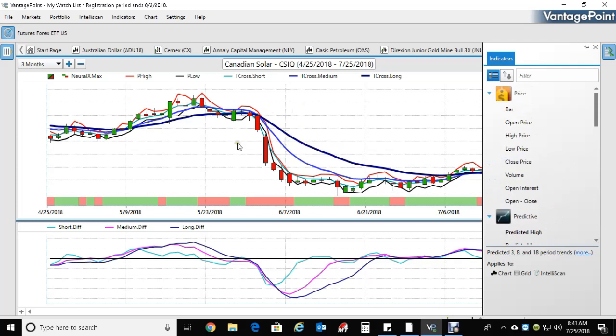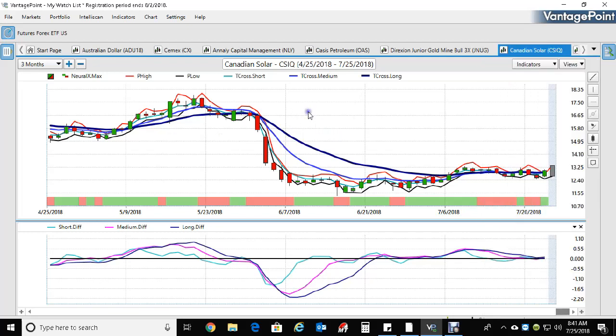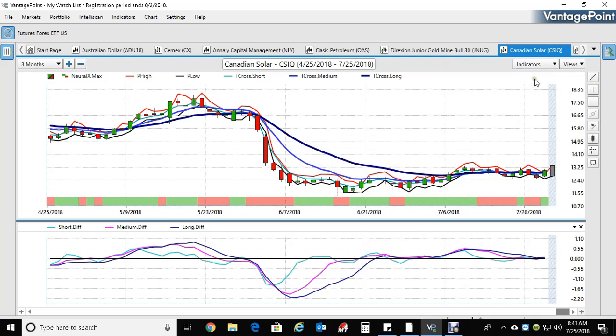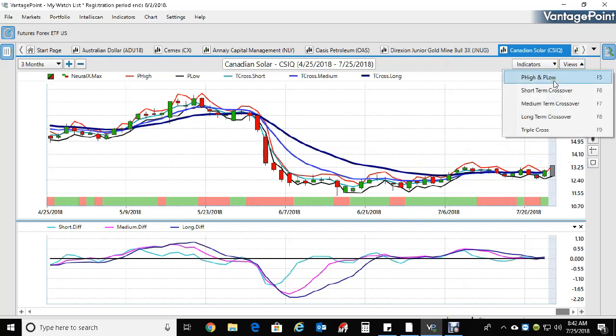If you want all of your charts to be opening like this, you just right click over it and then you save as default, and that will save the changes as a default for all of your charts. Okay, so right now, what I'm seeing here is predicted high and low, which is the blue, the red, and the black line, which is right in between, right? Yes, correct.